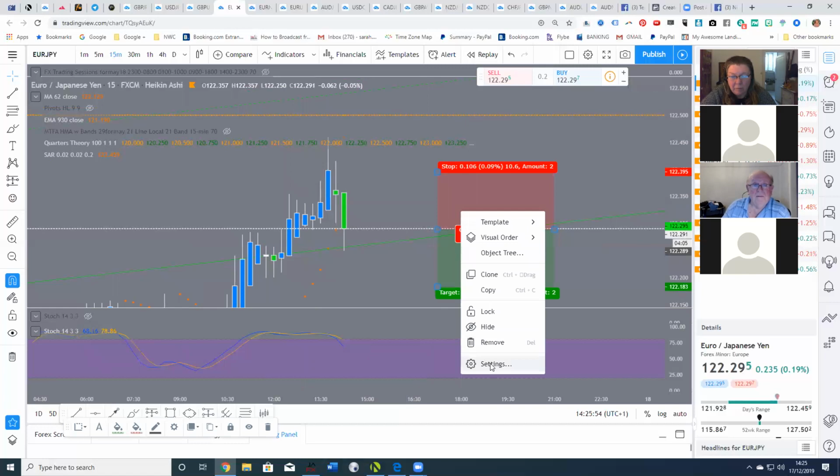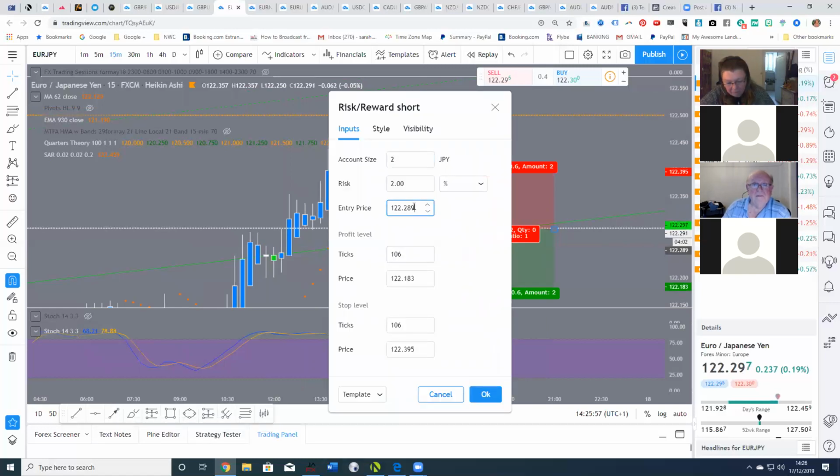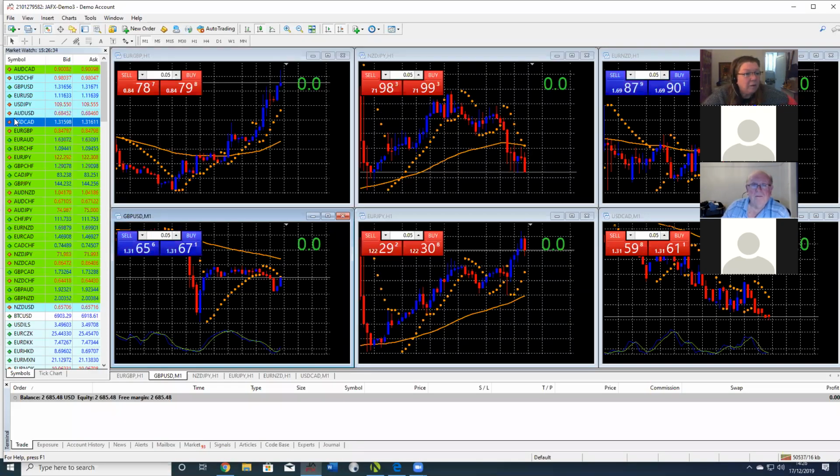Just the settings, entry price, whatever it's going to be, something like 290. Profit level at 10 pips, that's 100 with the pipettes, and a stop loss of 10, so that's only 1-to-1, which would be 122.396, and for the take profit 122.190. So let's go to demo and find our Euro/JPY and then move on to some other pairs.